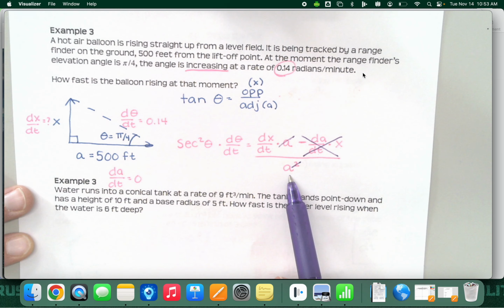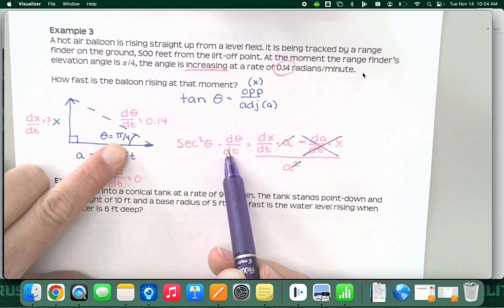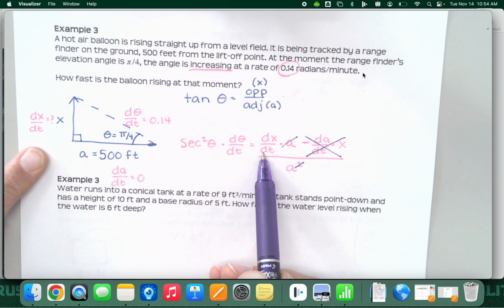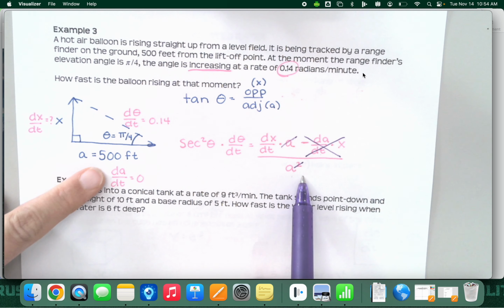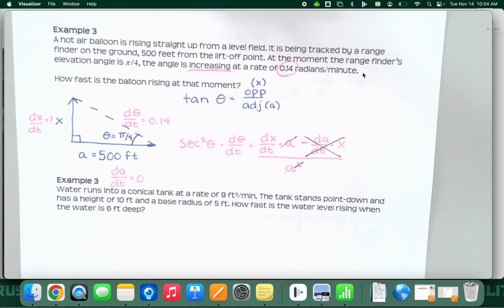So let's just take inventory and make sure we have all of that. We know what theta is, right? We know what d theta dt is. dx dt is what we're trying to find. And then our a value is 500. So we can just put that there. Okay? So let's do that.